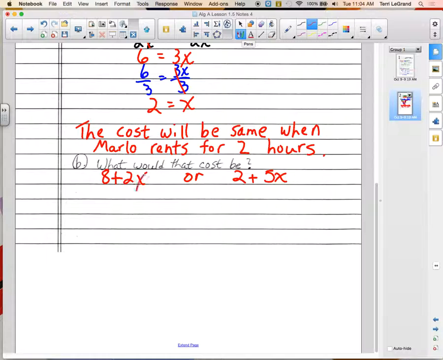So we got that one. This is Green Lake Park, and this is Oak Park. So it doesn't matter which one you use. Use one of them. Substitute in your 2. So we have 8 plus 2 times 2. If you're using this one, it's 2 plus 5 times 2. Cost.